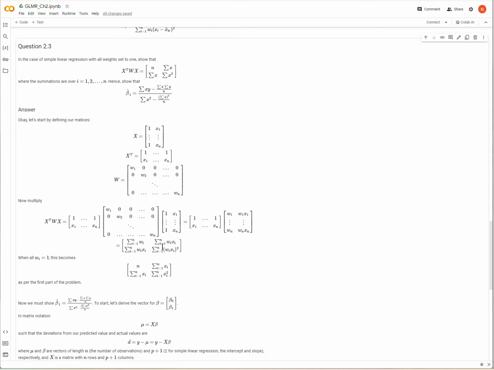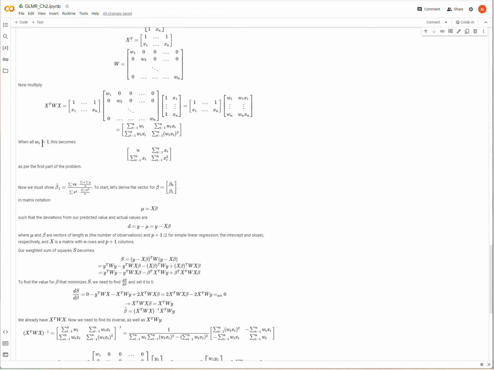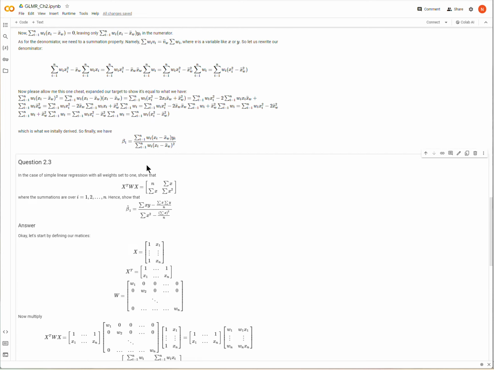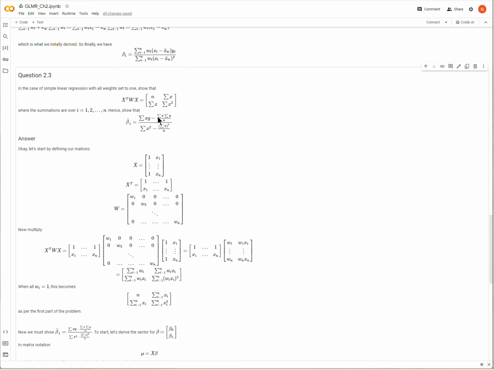Now when all the weights equal 1, as was specified in the problem, this matrix simplifies. If I have n w's all equal to 1, then the sum of my w's equals n. And that's part of what we wanted to show in the question.